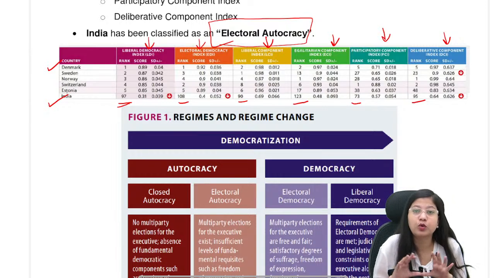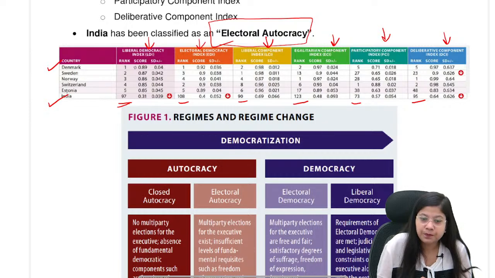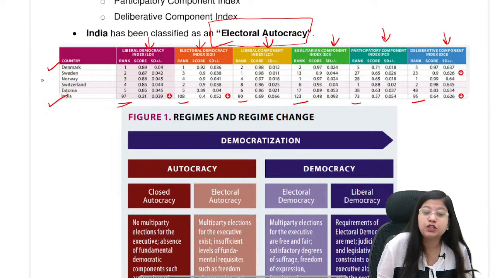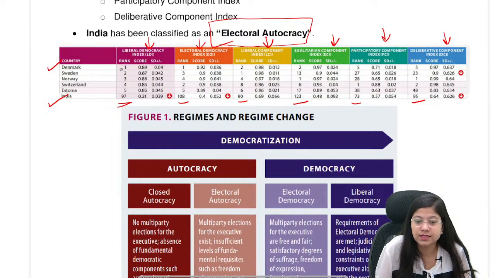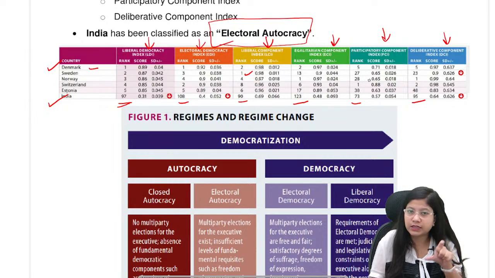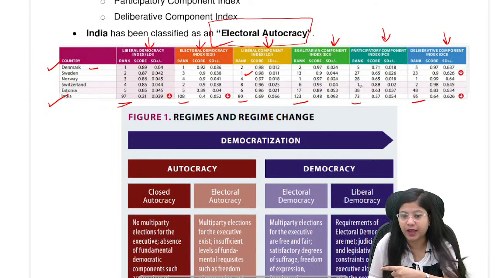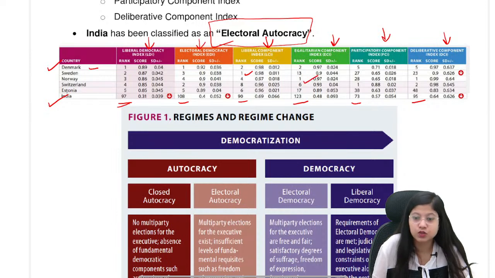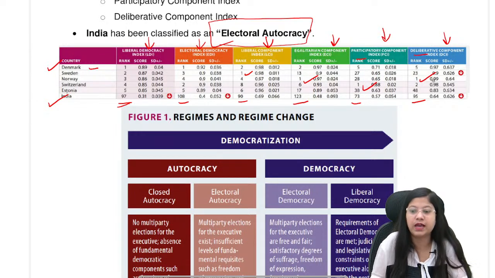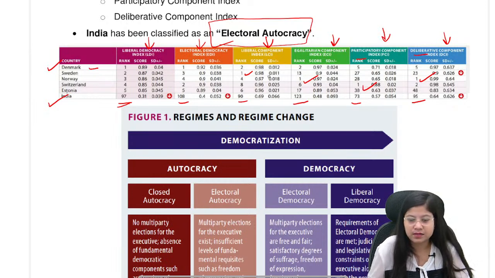Now, what you have to remember overall in this particular picture. Firstly, the ranks of India in all these sub-indices and the scores as well. Secondly, the top country. For example, in the liberal democracy index, Denmark is at the top. In electoral also, Denmark is at the top. But in the liberal component index, we have Sweden at the top. So you can clearly see in this picture, the number one position is shifting. In the egalitarian component index, Norway is at the first position. Then in the participatory index, Switzerland is at the first position, and in the deliberative component index, we have Norway again at the first position.